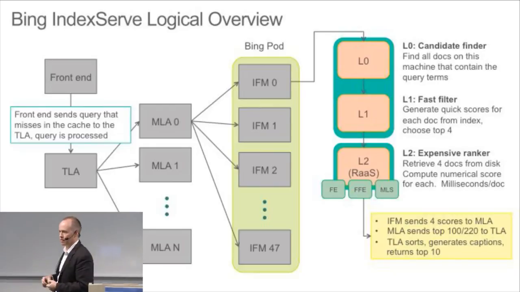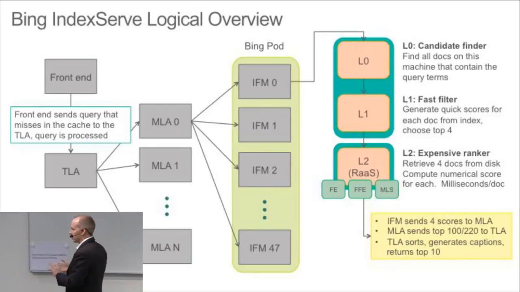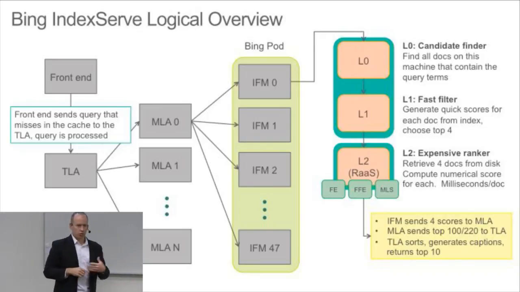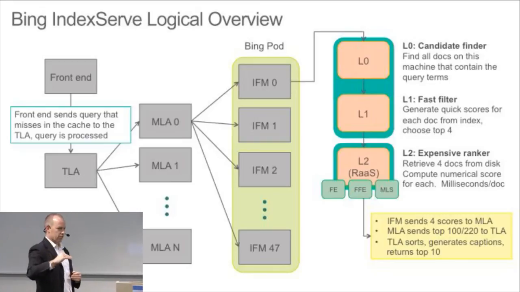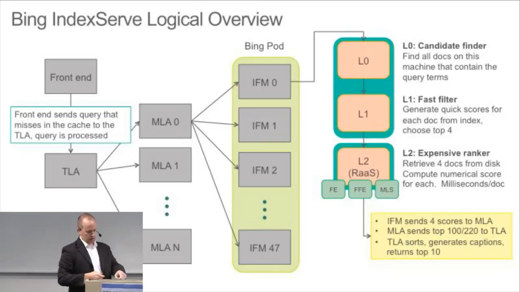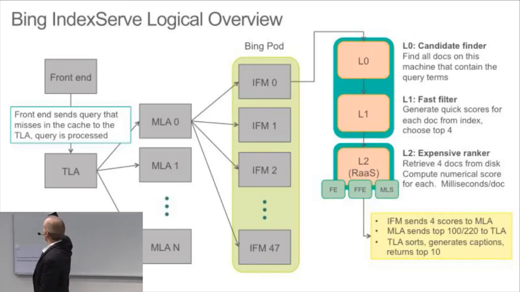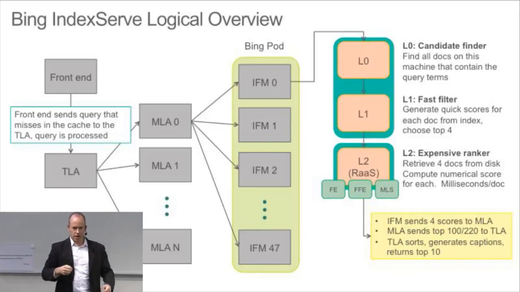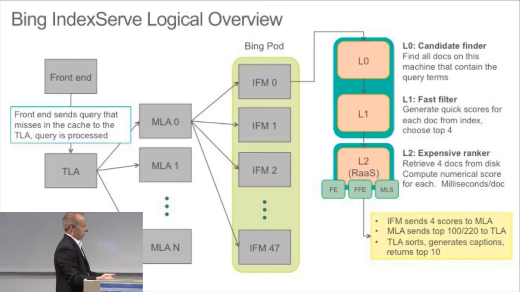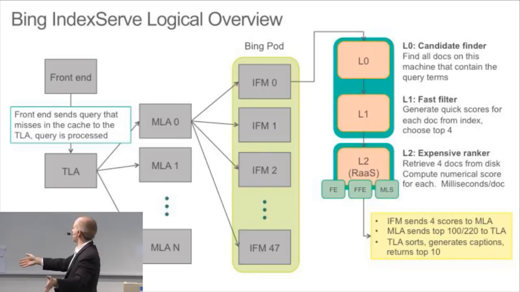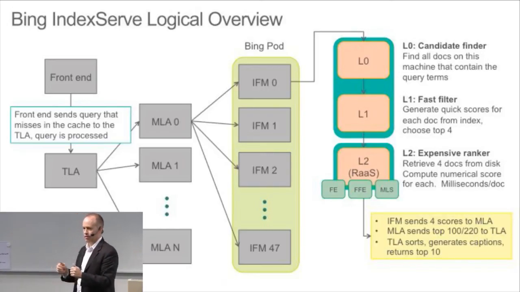What the TLA does is it takes that query and farms it out to a number of racks of machines. Let's say 40 racks of machines, or 20 racks of machines, how many depends on the index at any given time. And there's something called a mid-level aggregator in each of those racks. So let's just say it's 20 racks. You have 20 mid-level aggregators, one in each rack, and it will accept the query, and then farm that query out to every server in its rack. These are called the IFMs, or index file managers. They each have a chunk of the web index. So if it's 48 machines and 20 racks, you're at just about 1,000 servers. And so you're fanning out the query from the TLA through these MLAs to the 1,000 servers, which each have a chunk of the web index, and they're all going to rank the documents that they have on their index.